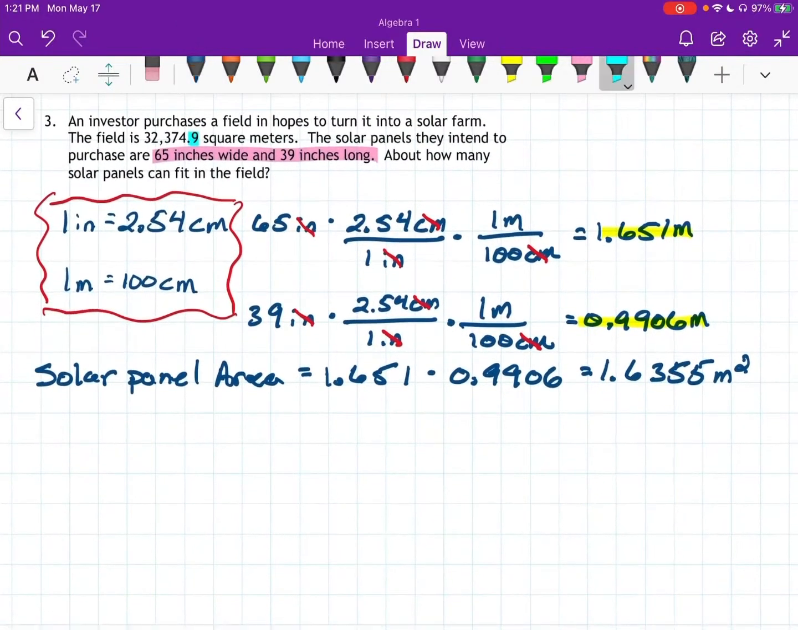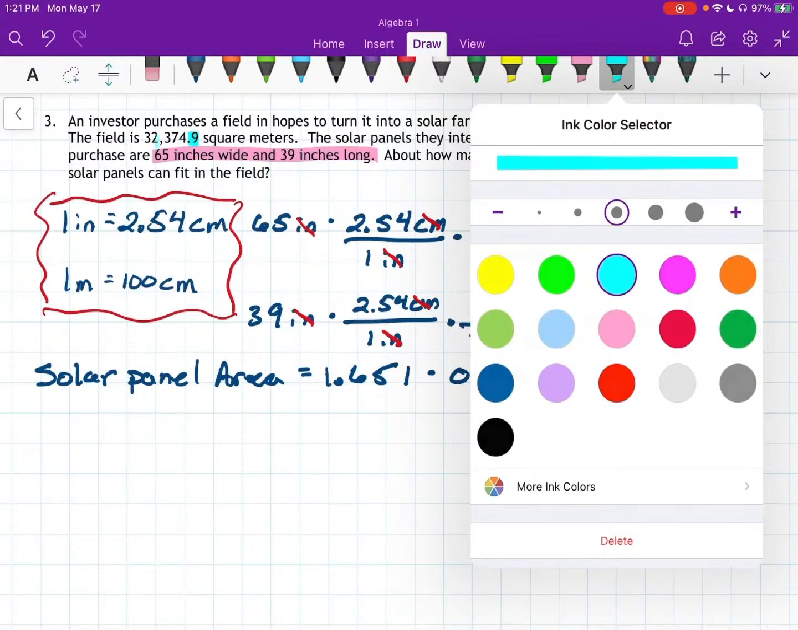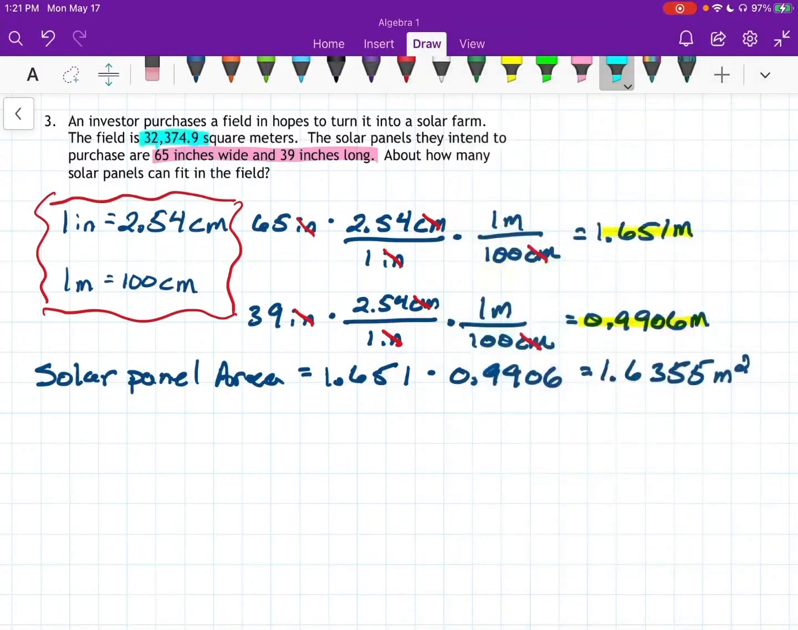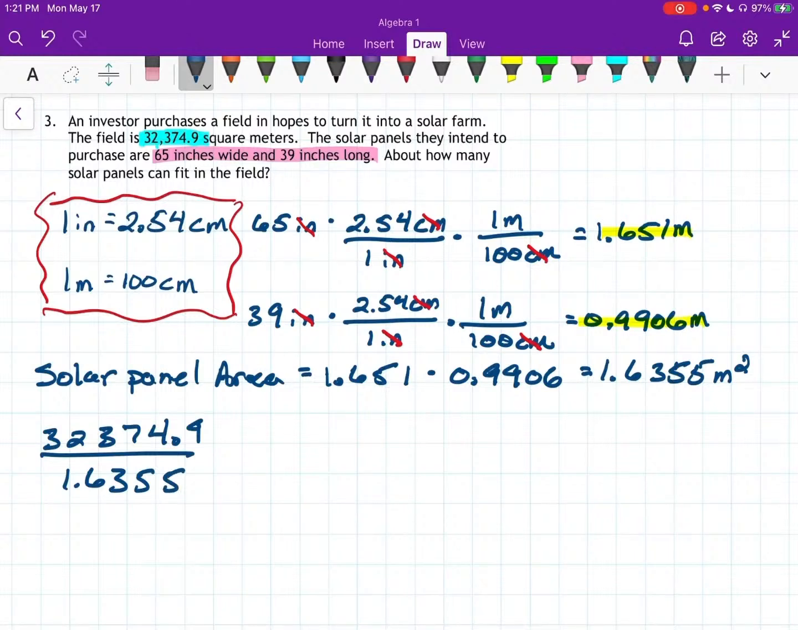Now we need to decide how many solar panels total can we fit. So I look here, that's how large my field is. So I'm going to take my field, 32374.9, divided by our solar panel measurement, 1.6355, and I get 32374.9 divided by 1.6355, and I get 19795.11.